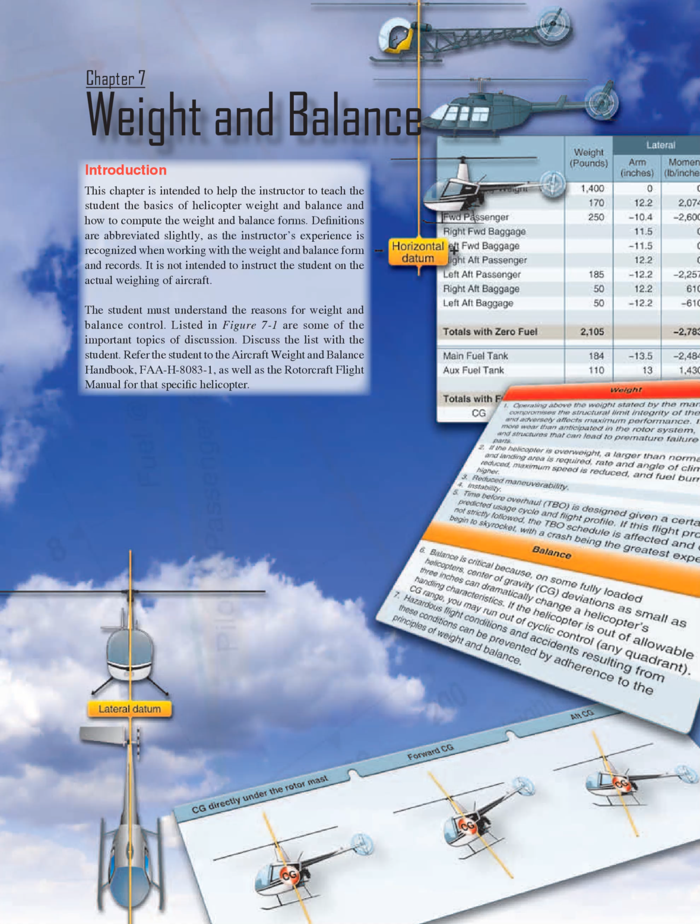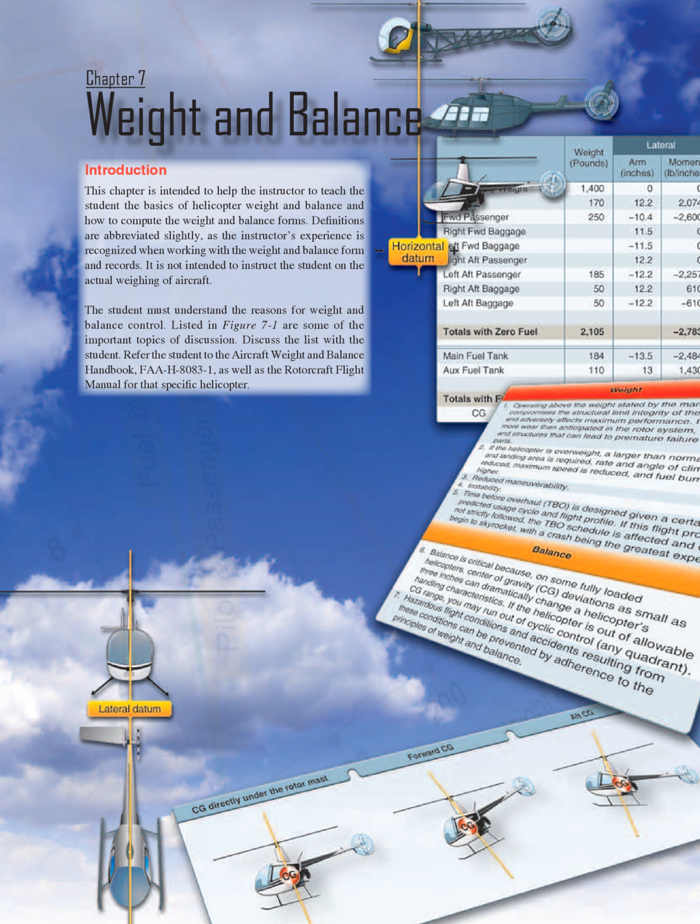Chapter 7: Weight and Balance. Introduction. This chapter is intended to help the instructor to teach the student the basics of helicopter weight and balance and how to compute the weight and balance forms. Definitions are abbreviated slightly, as the instructor's experience is recognized when working with the weight and balance form and records. It is not intended to instruct the student on the actual weighing of aircraft.